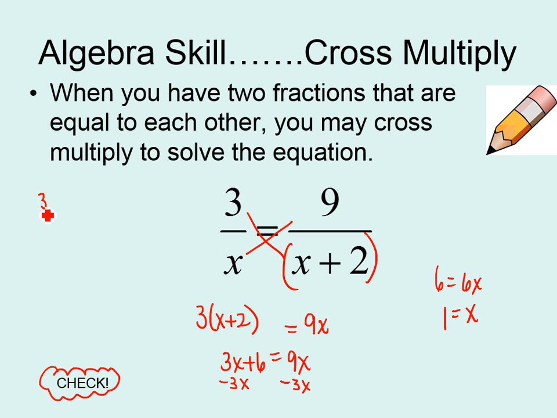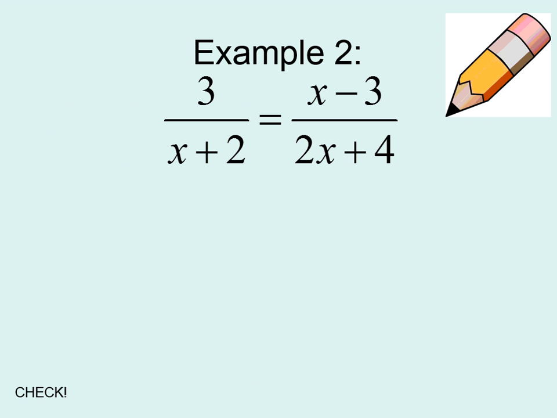So 3 over 1, is that the same as 9 over 3? Well, 9 over 3 is the same as 3 over 1. So does 3 over 1 equal 3 over 1? You checked it. Now that would have been an Algebra 1 problem. Now let's talk about some of the ones that would be Algebra 2 type problems.